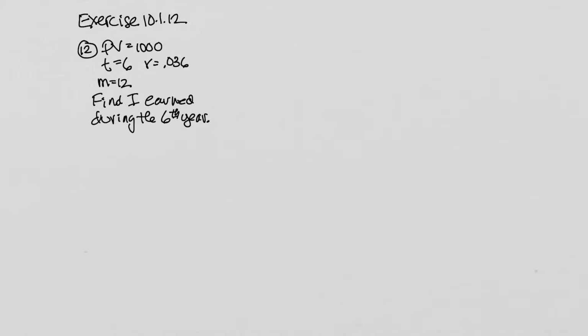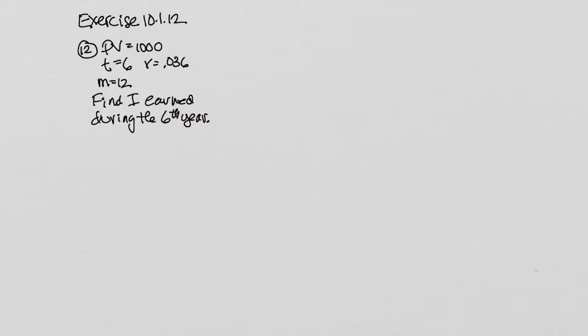So what we're looking for is this. We're going to put $1,000 into an account, leave it there for 6 years at 3.6% interest, and we're going to compound it monthly. So at the end of the 6 years, we'll have some money accrued. But what we want to do is just find out how much money did we make in just the 6th year. Not all 6 years, just in the 6th year.